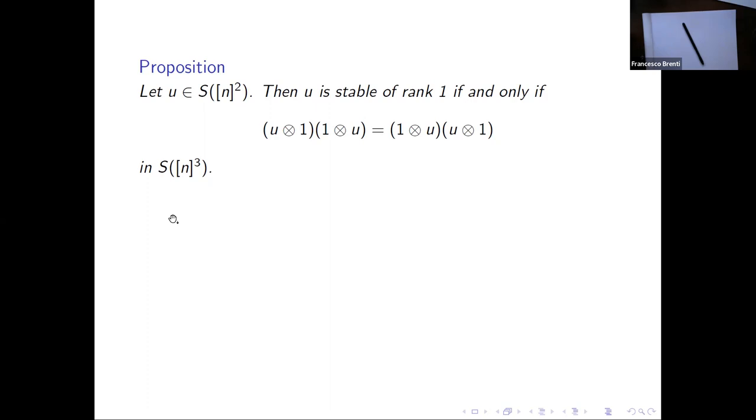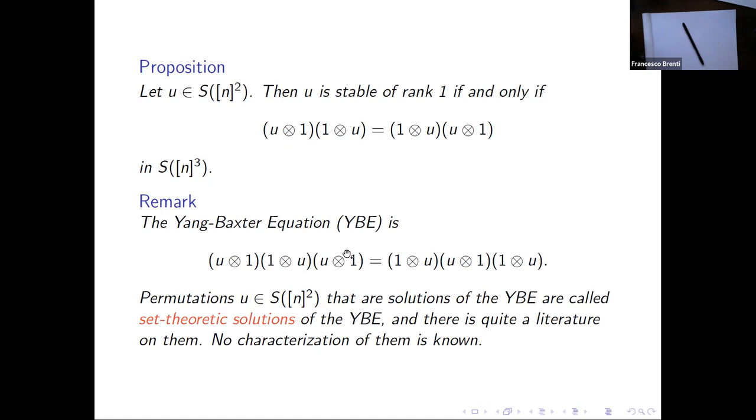So now the Yang-Baxter equation is this equation: u tensor 1, 1 tensor u, u tensor 1 equals 1 tensor u, u tensor 1, 1 tensor u. Now permutations of the discrete square, which are solutions of the Yang-Baxter equation, are called the set theoretic solutions. And there is quite a literature on them, and no characterization of this permutation is known. So being stable of rank 1 is a kind of simpler analog of the Yang-Baxter equation.